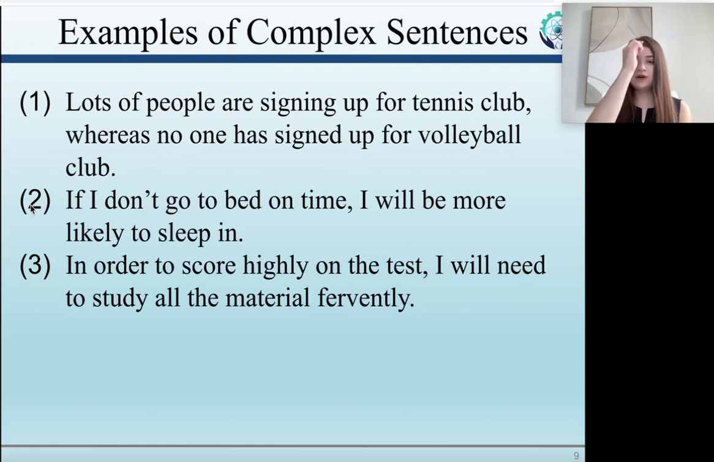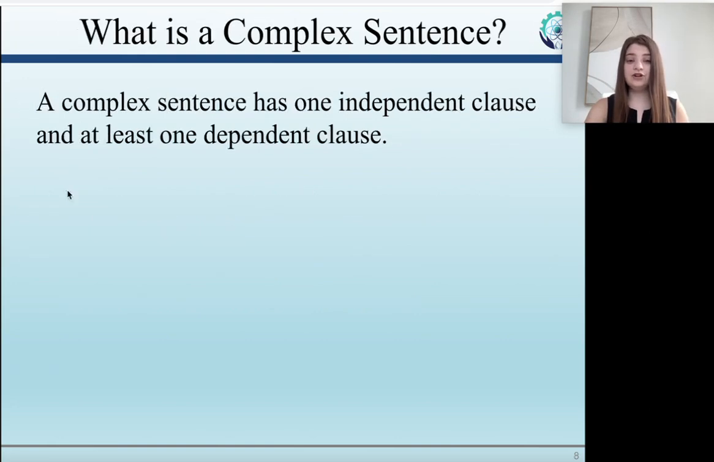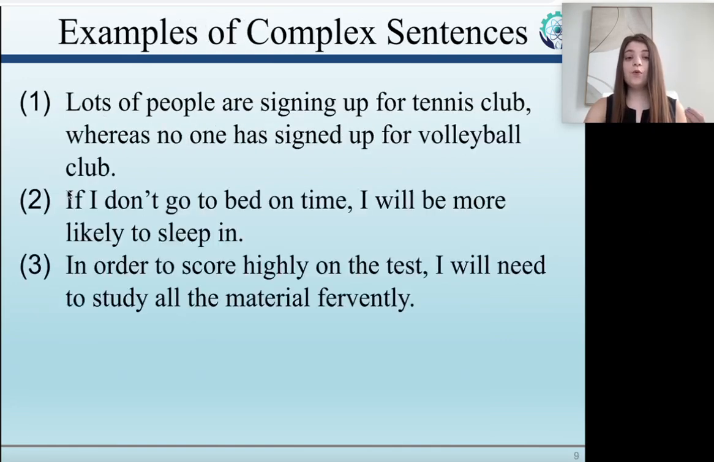If I don't go to bed on time, I will be more likely to sleep in, right? So here let's start with the first part of this. If I don't go to bed on time, well, is that a full sentence? No, it isn't, right? We have a subordinating conjunction there, right? And that subordinating conjunction of if needs the second part to it, right? If I don't go to bed on time, then what, right? We're kind of left asking, well, then what? What if we don't go to bed on time? We haven't completed our sentence.